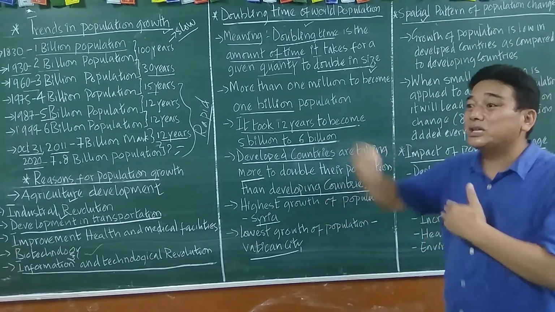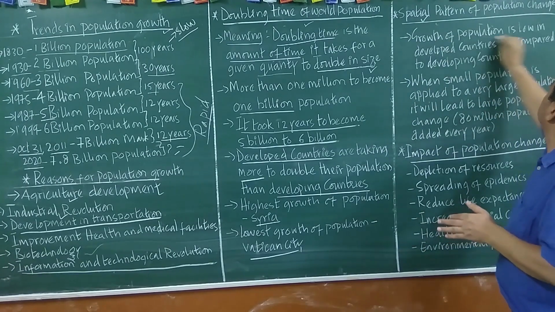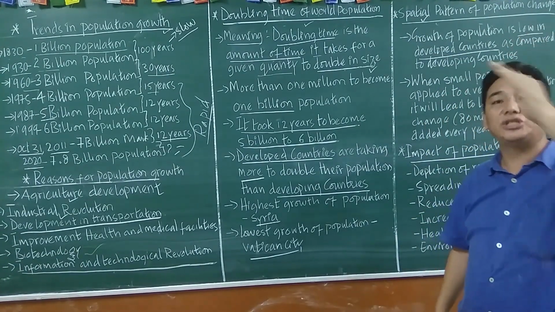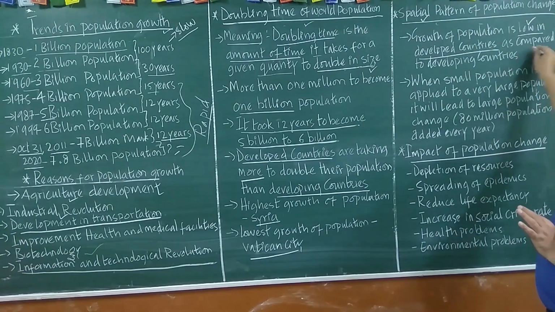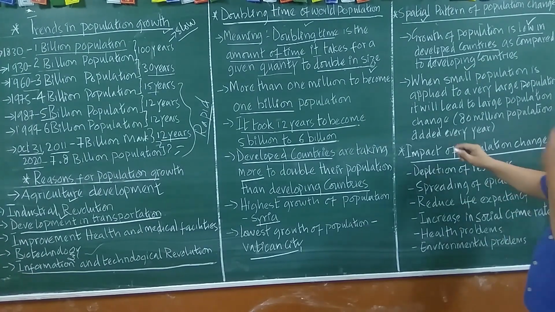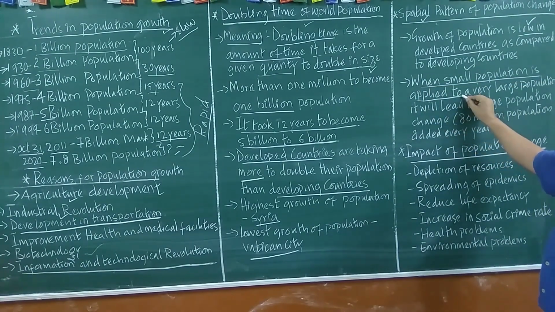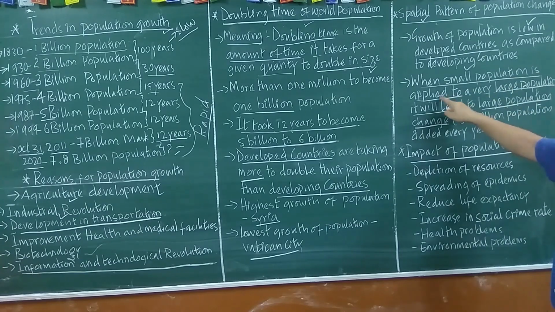The growth of population is low in developed countries, as compared to developing countries. But when a small population is added to a very large population, it will lead to a large population change.